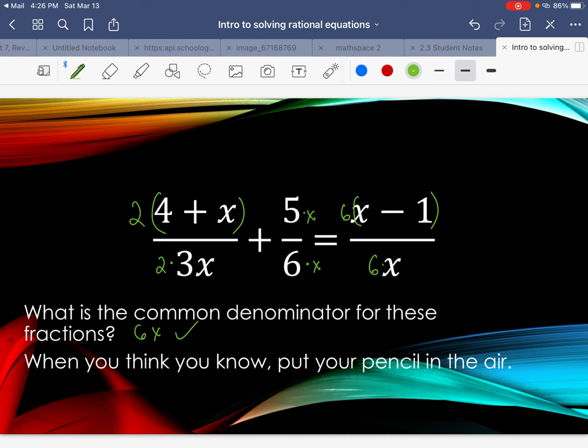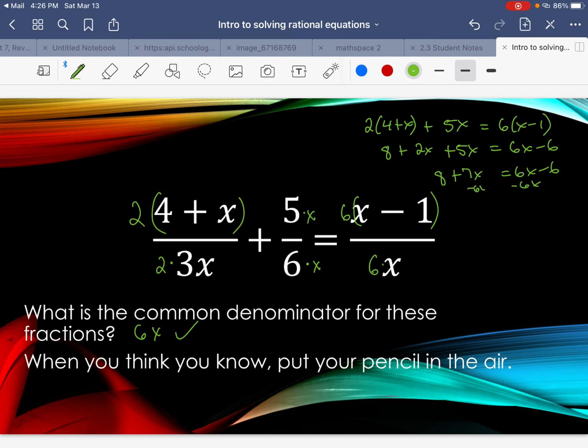So let's just take this equation on top because all my denominators match now. So I'm taking 2 times 4 plus x plus the next one is 5x equals 6 times x minus 1. And this one, it'll work. Okay, so here we go. All right, so I get 8 plus, let's see, 2x plus 5x equals, and then this turns into 6x minus 6. All right, so I get 8 plus 7x over here equals 6x minus 6.